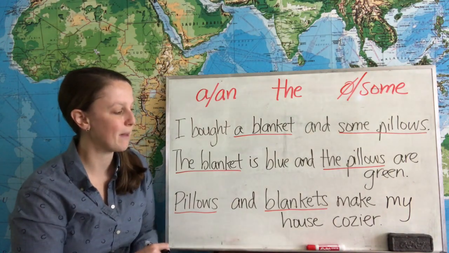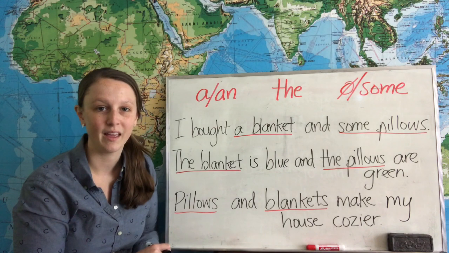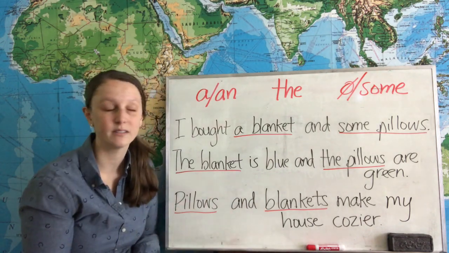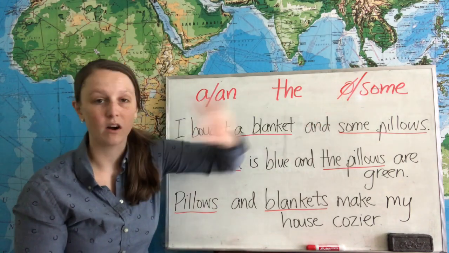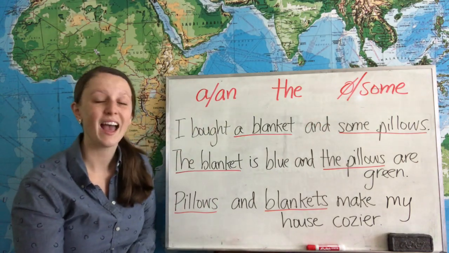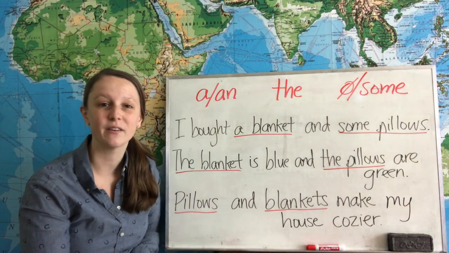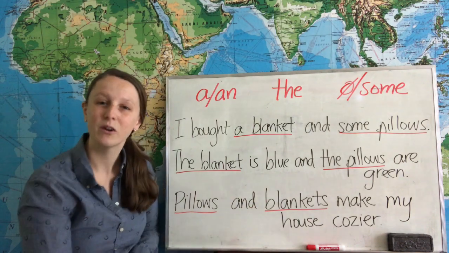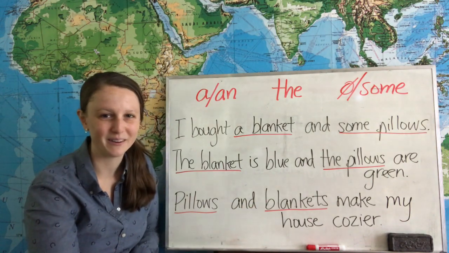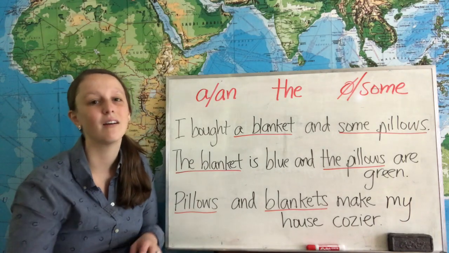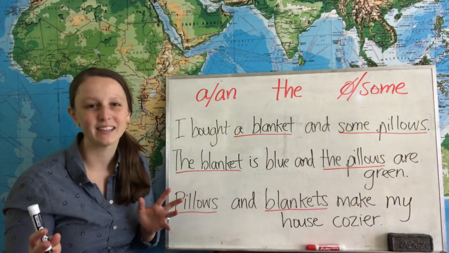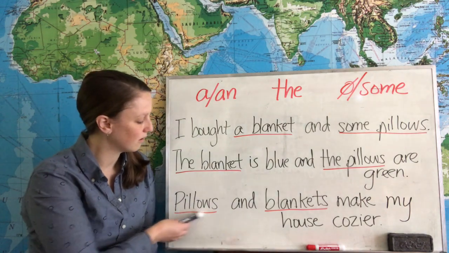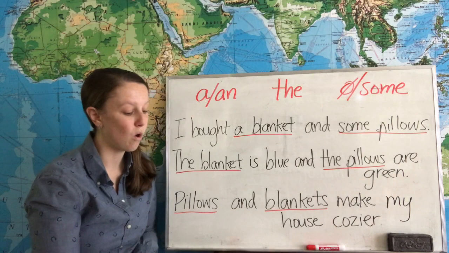Pillows and blankets make my house cozier. In this case, you'll notice we have no article before these nouns. We're using this no article. There's nothing there. And this is because we're making a generalization about all pillows and all blankets. We're not talking about a specific pillow or a specific blanket. We're talking about all pillows and all blankets in general. And in that case, we'll use a plural form with no article.